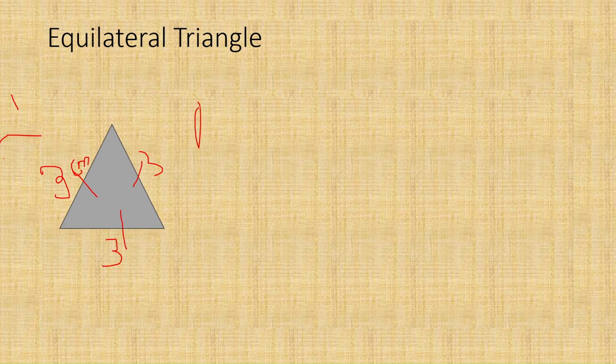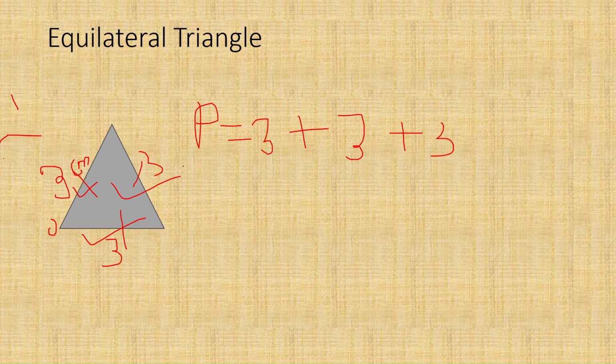So the perimeter will be the sum of all sides, which will be 3 plus 3 plus 3, which will be 9 centimeters.